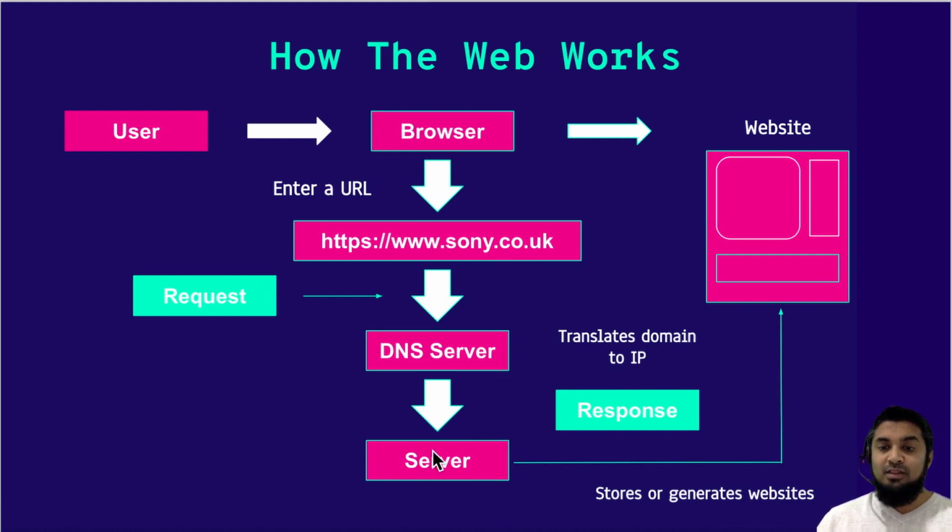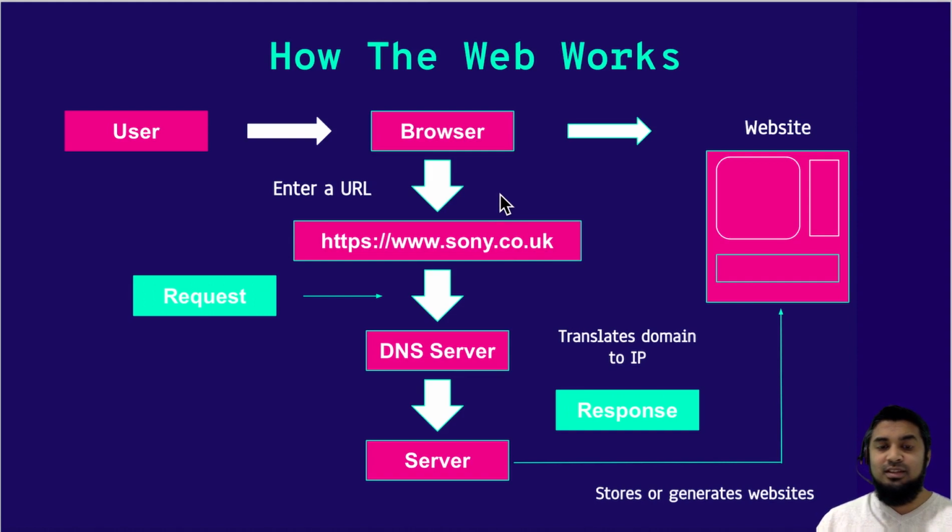Now, this server is typically going to be owned by the actual company that owns the website. So the browser makes a new request to this server. Now this server gets the request and it provides a response to the browser, which is typically the full website with all these images, all this content. Now you as a user can now browse sony.co.uk in total, and that is the typical way of how the web works.